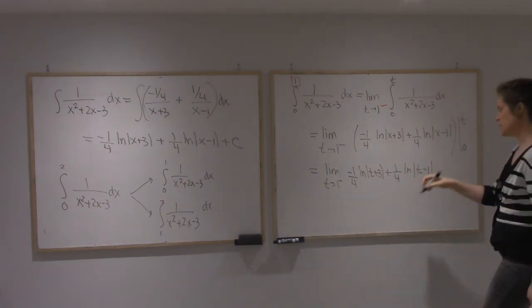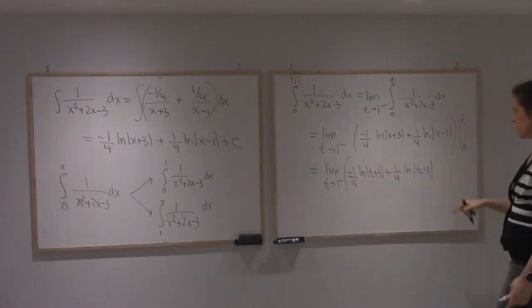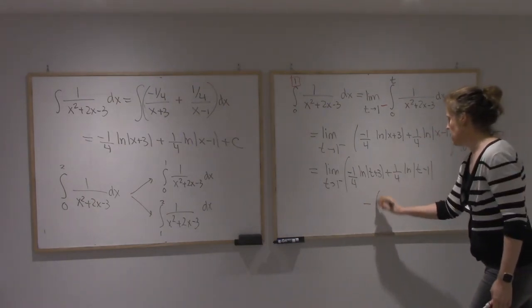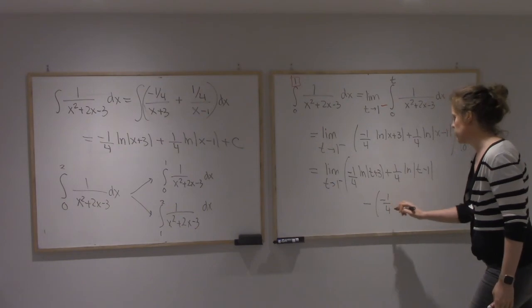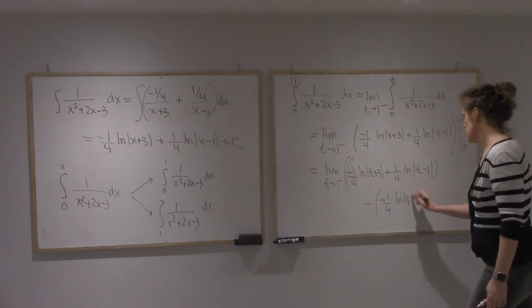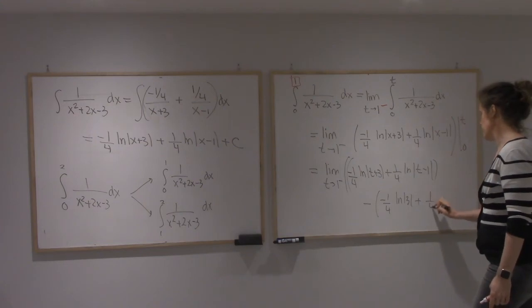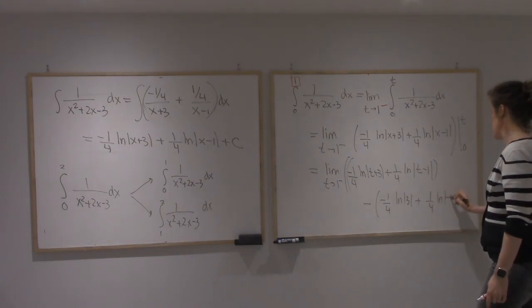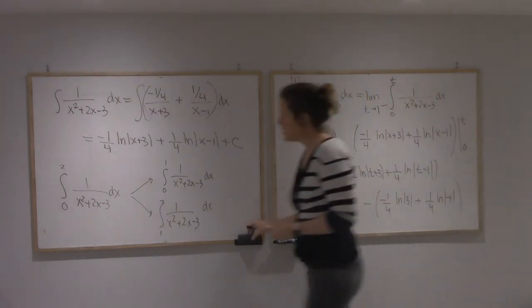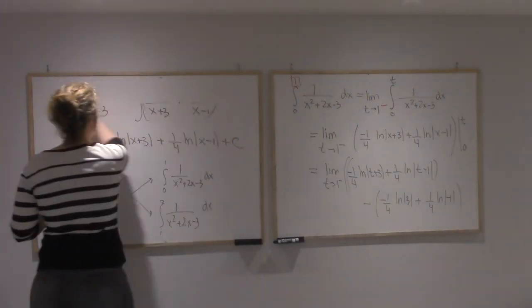I'm going to plug in t first. I'm going to get this whole thing. And then when I plug in 0, let me write it here, I'll get minus 1/4 of log of 3 plus 1/4 ln of minus 1, but with absolute value, so this is fine. It's going to end up being log of 1, which is 0.